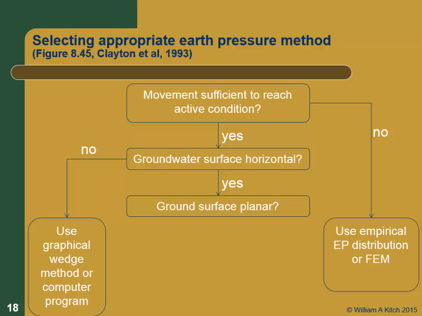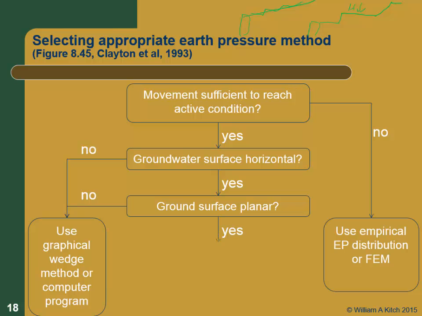Because what's one of the assumptions of both Rankine and Coulomb theories? That the back surface is planar. Now, if this is your wall and your back surface is stepped, but it kind of goes up like this, you can put an average line through it. That's probably fine. But if this is your wall and it goes back and there's a big bench and then it comes up and you can't put a planar surface through it, especially if you've got some big surcharge load here, then you can't even assume it's planar. So if the answer is no, then you're going to have to use a graphical wedge program or some computer program to do that.